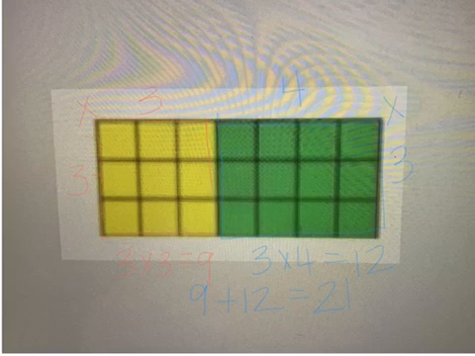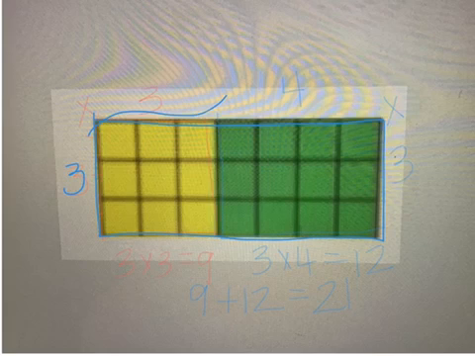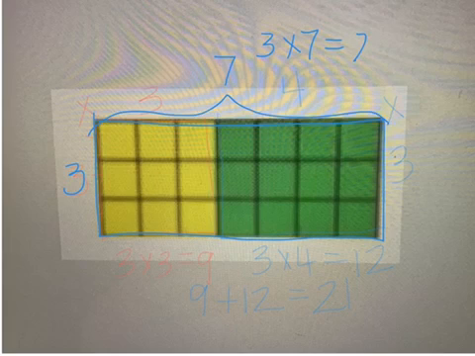Or you can also look at this entire rectangle and know that this side is 3 times all of this, 7. So 3 times 7 is 21. This is called the distributive property. After you watch this video of me presenting, I have a video in this folder that you can watch as well.